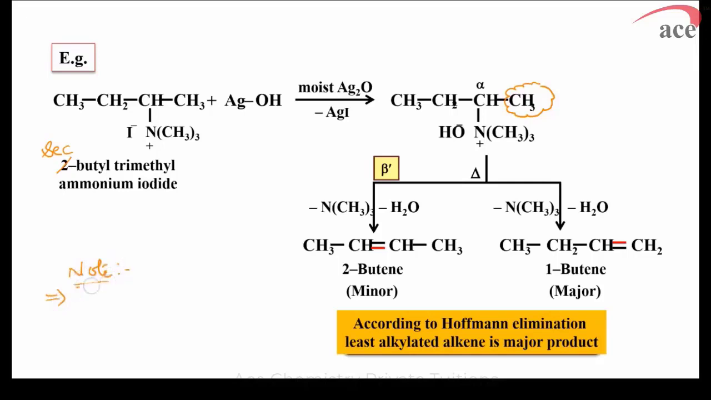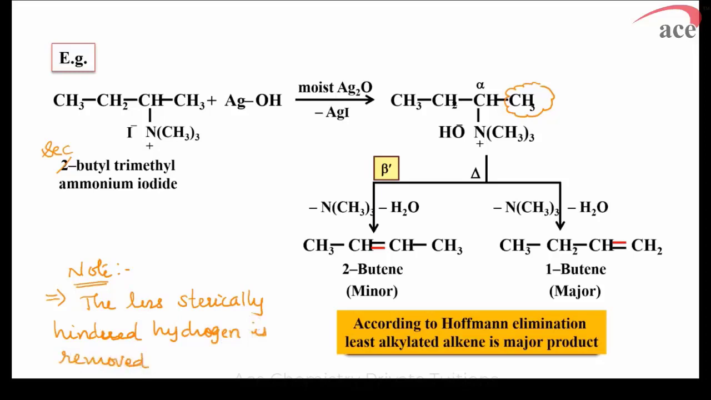or it should be that the less sterically hindered hydrogen is removed during Hofmann's elimination reaction. So that will be generally obtained as a major product.